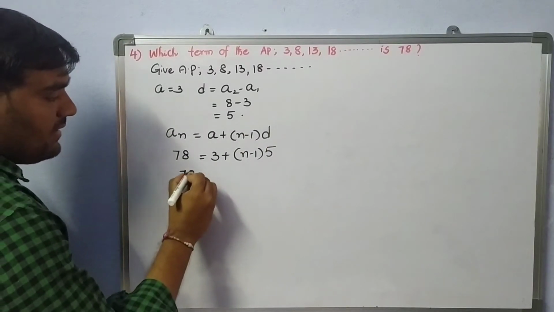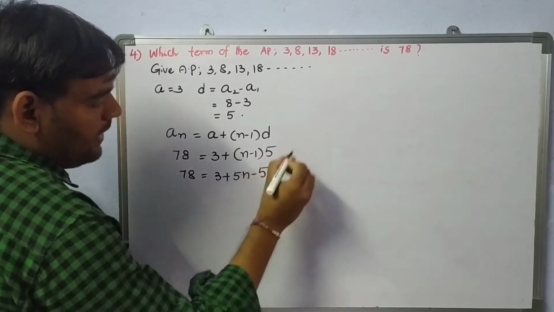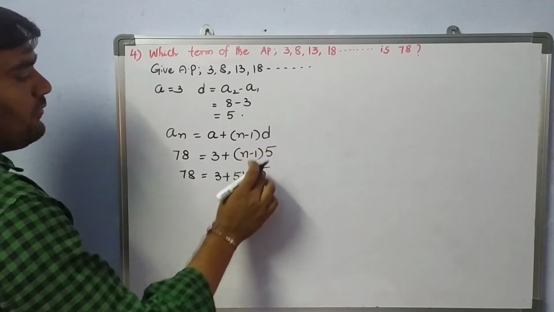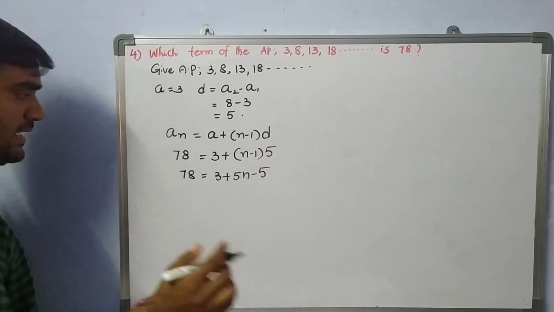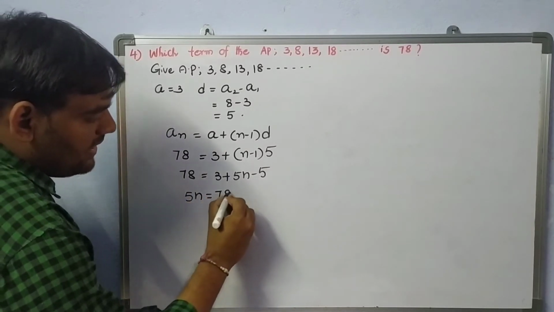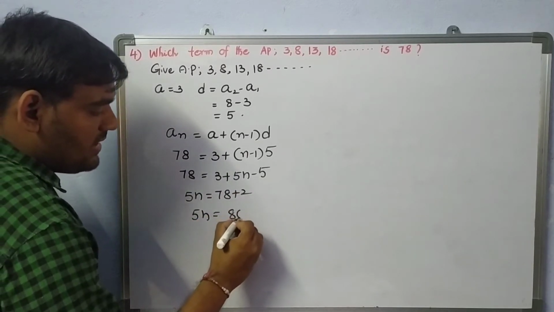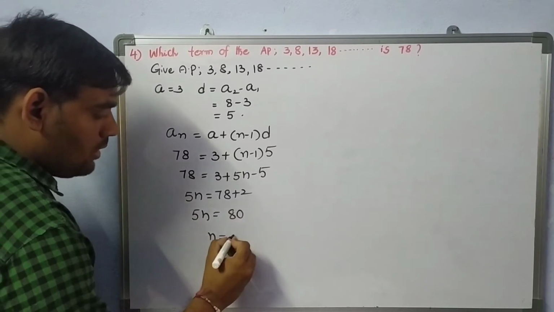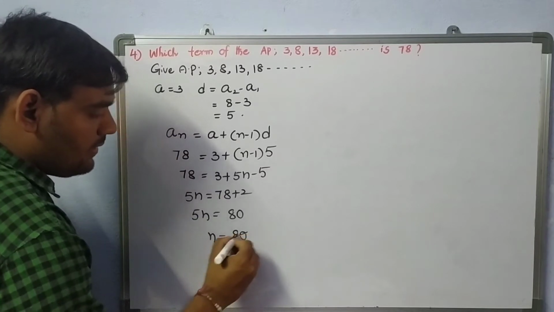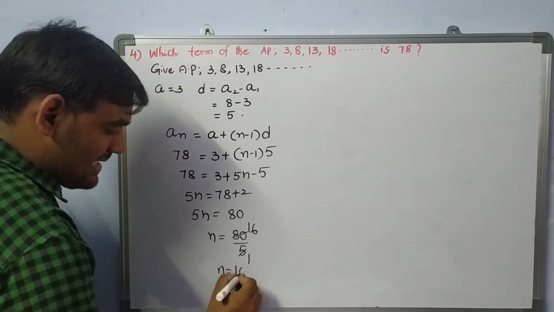So here 78 is equal to 3 plus 5n minus 5. That is 5 into n, 5n, plus minus 1 into 5, minus 5. So 3 minus 5 is minus 2. This can be written as 5n is equal to 78 plus 2. Now 5n is equal to 80. So n is equal to 80 by 5. 5 sixteens are 80, so n is equal to 16.